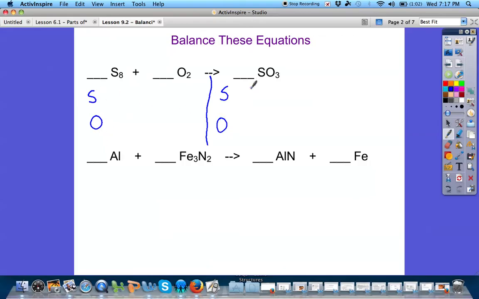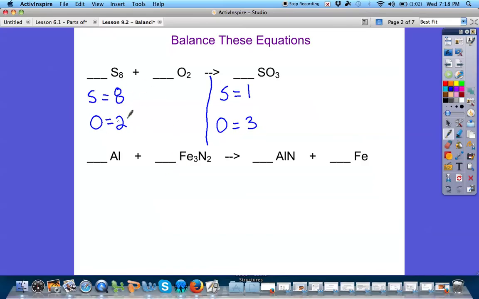So we have sulfur and oxygen on both sides. You should have the same elements on both sides. If you don't, you need to go back and check your formulas and make sure that you've correctly written them. So sulfur and oxygen. We're going to count atoms like we practiced last time. We have 8 sulfur and 2 oxygen in our reactants. In our products, we have 1 sulfur and 3 oxygen.